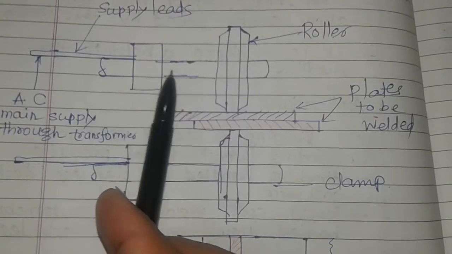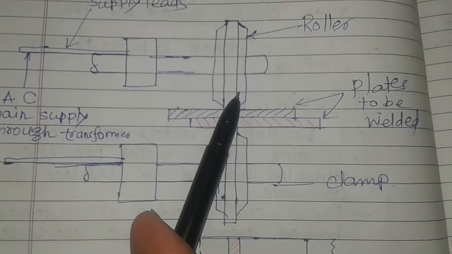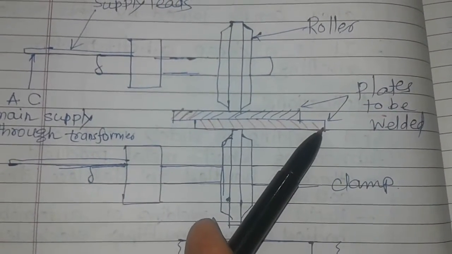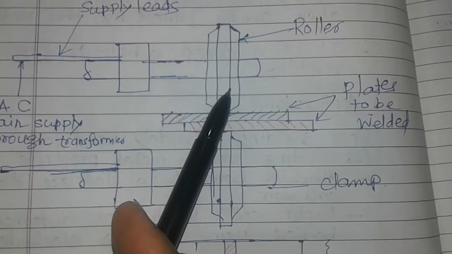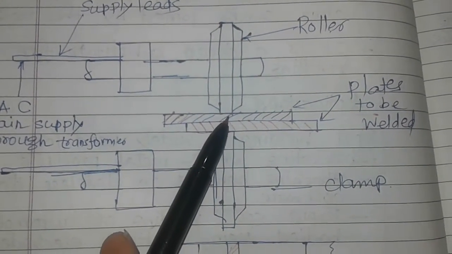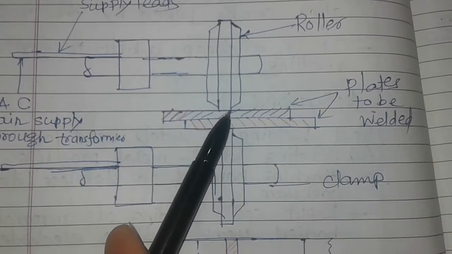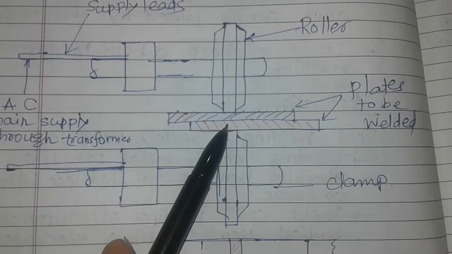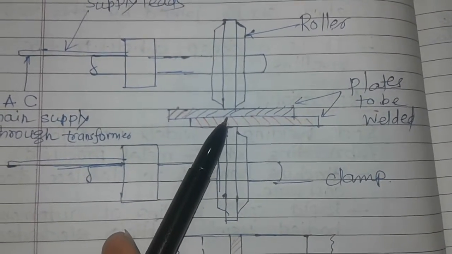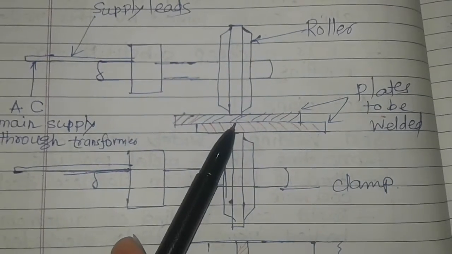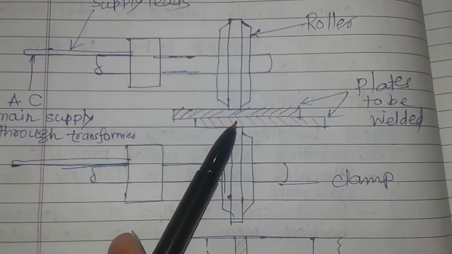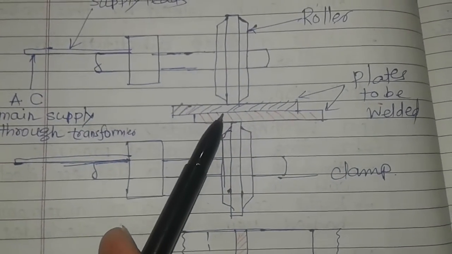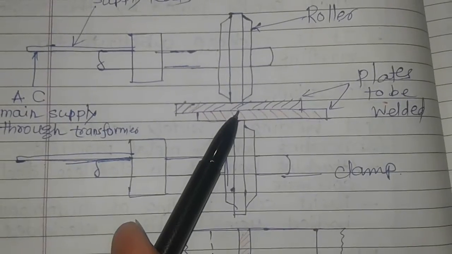AC supply is given to these rollers and current is passed, and these are the plates to be joined, of different materials. So with the help of these rollers we can join the two plates by applying pressure over them and applying heat with the help of current, and the two plates are joined like a seam. Means a number of spot welds can be made with the help of a single seam, and these two plates are joined.